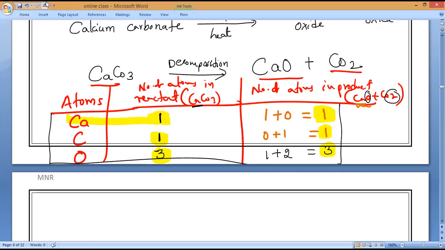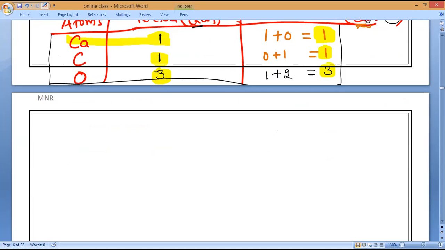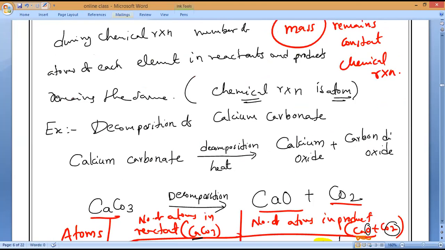So this is the explanation given by Mr. John Dalton, or Dalton's atomic theory, for the law of conservation of mass. Any doubt, Mr. Akilan, Harini, Johan? No response at all. Okay. Any doubt, guys? Utakshri?